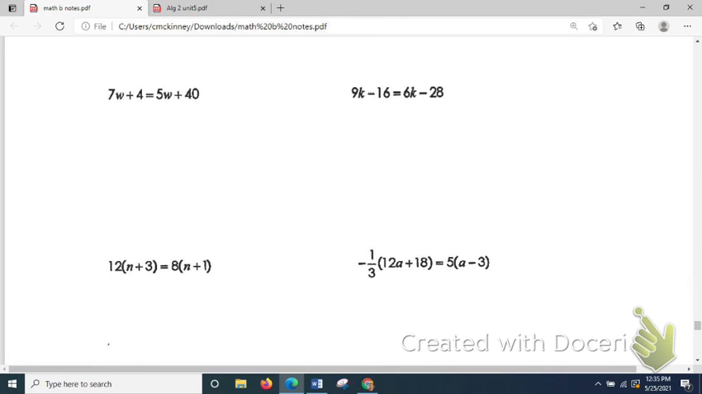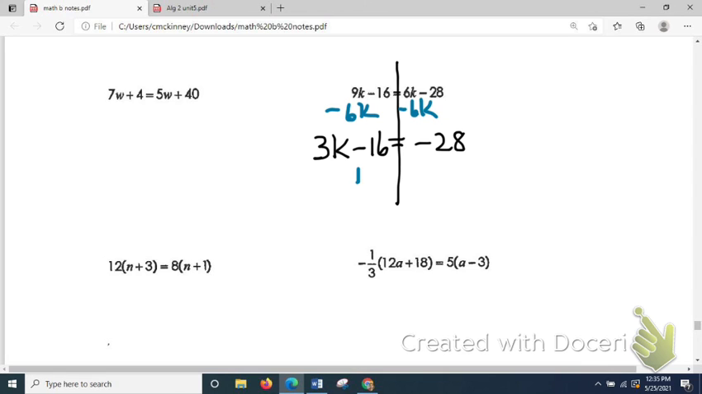All right, we're going to need to get these variables on the same side up here. So I'm going to subtract 6k on both sides. Now I have 3k minus 16 is equal to the negative 28. We now have a two-step equation. So to get rid of negative 16 or subtract 16, we're going to do the opposite. We're going to add 16. Keeping that equation in balance by doing the same thing on both sides.